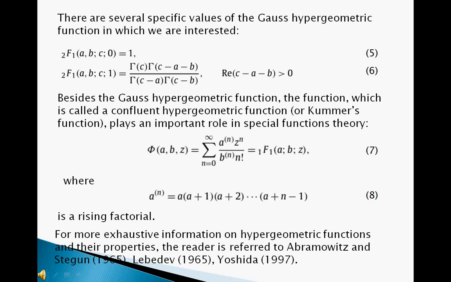Formulas 6 and 7 show several specific values of the Gauss hypergeometric function in which we are interested. Besides the Gauss hypergeometric function, the function which is called a confluent hypergeometric function plays an important role in special functions theory. It is represented by Formula 8, and here a to the power of n is known as rising factorial.